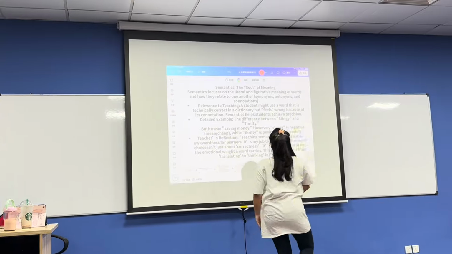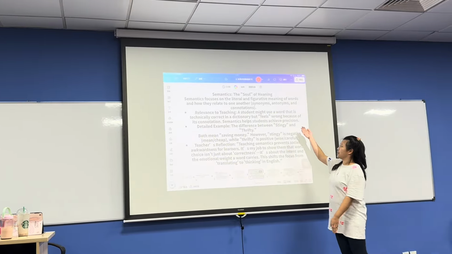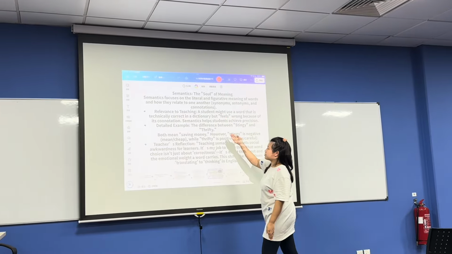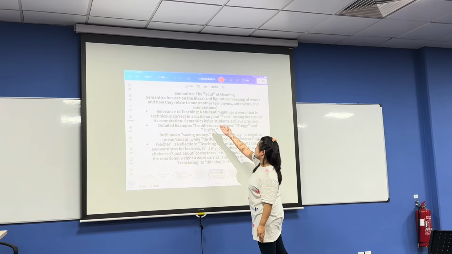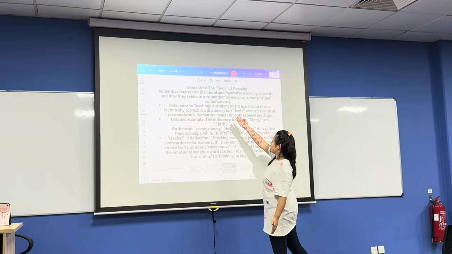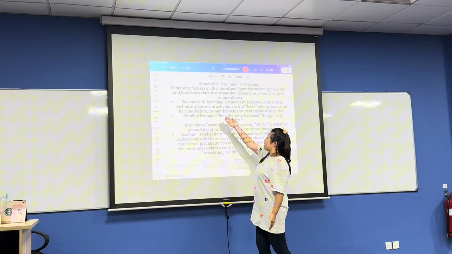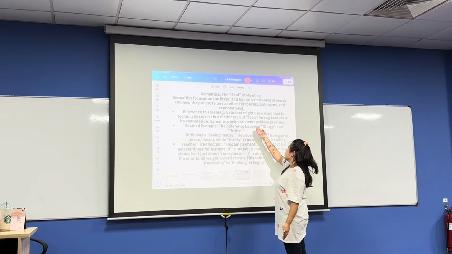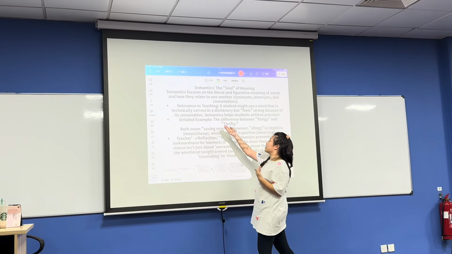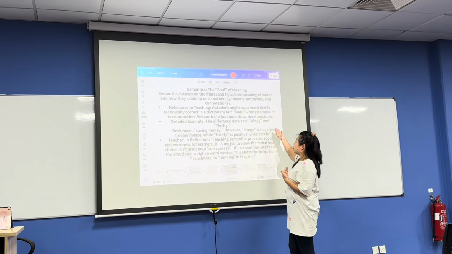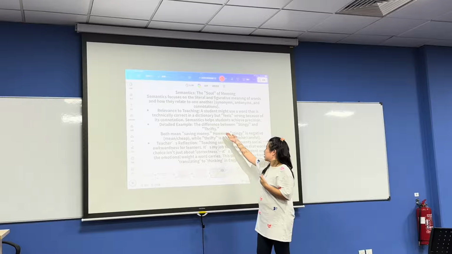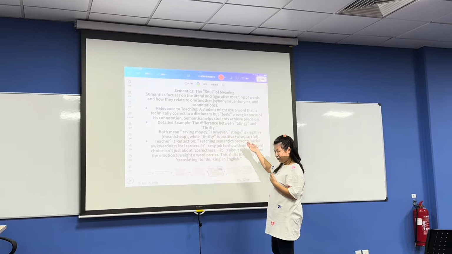Then is semantics, the role of meaning. Semantics focuses on the literal and figurative meaning of words and how they relate to one another, such as synonyms, antonyms, and connotations. The relevance to teaching: a student might use a word that is technically correct in a dictionary but feels wrong because of the connotation. So semantics helps students achieve precision.